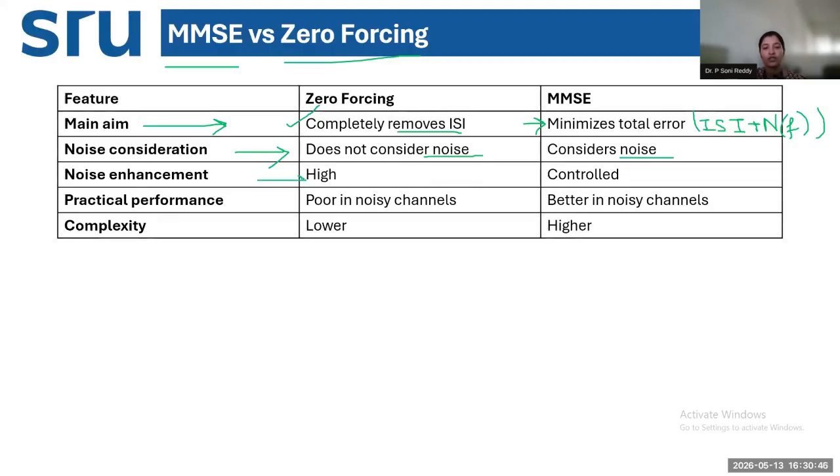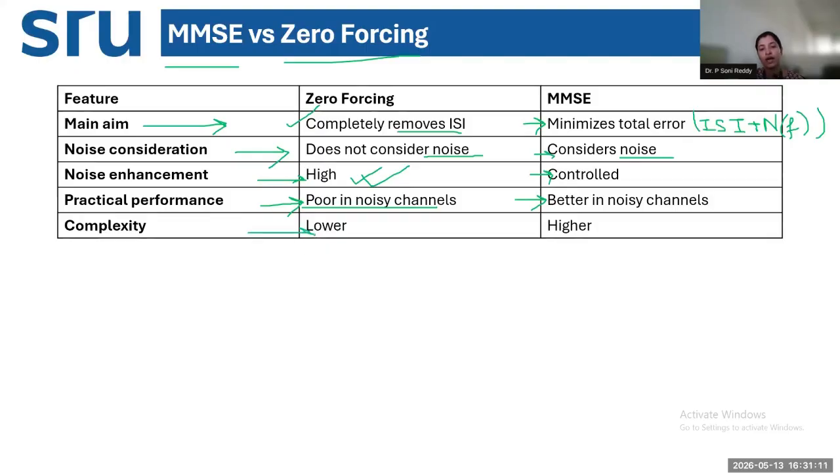Noise enhancement: in zero forcing, noise is enhanced very, very high. But in case of MMSE, there is no enhancement. Noise is handled effectively in a controlled way. Practical performance: zero forcing has poor performance in noisy channels and good performance in noiseless channels. MMSE is better in both types of channel, both noisy as well as noiseless.